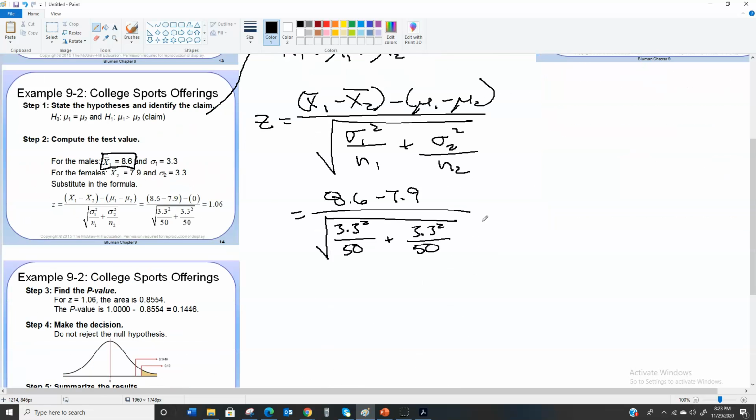If we calculate that out, give that a try on your calculator, type that in and make sure you can get it to work out properly. It should come out to be about 1.06.